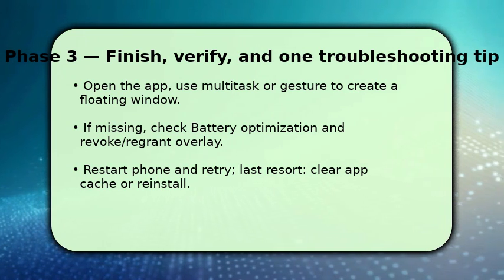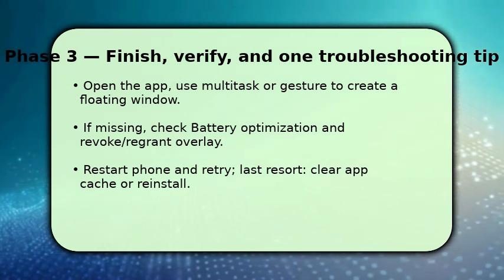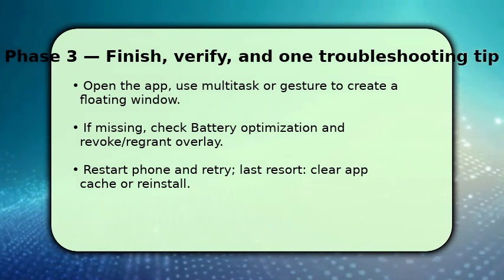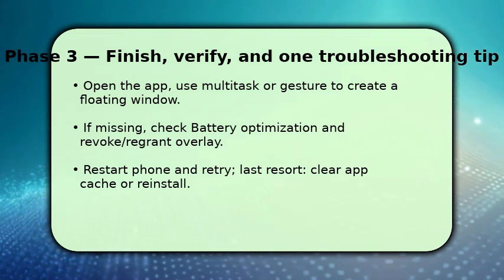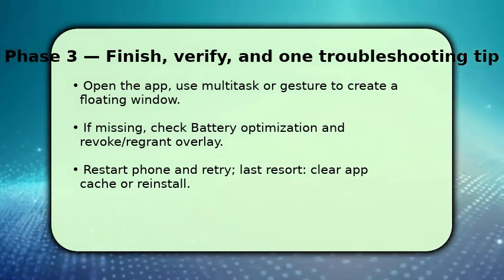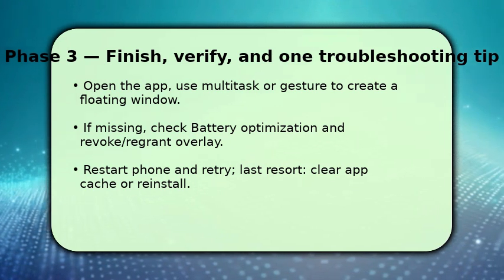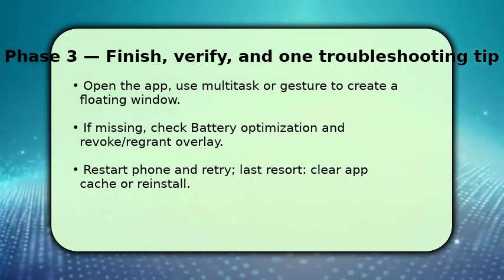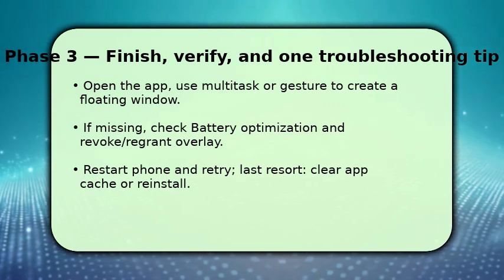If the floating window doesn't show, make sure battery optimization isn't restricting the app. Disable optimization for that app, then revoke and regrant overlay permission. Restart the phone and retry. If problems persist, clear the app cache or reinstall. That removes corrupted settings that can block overlays.